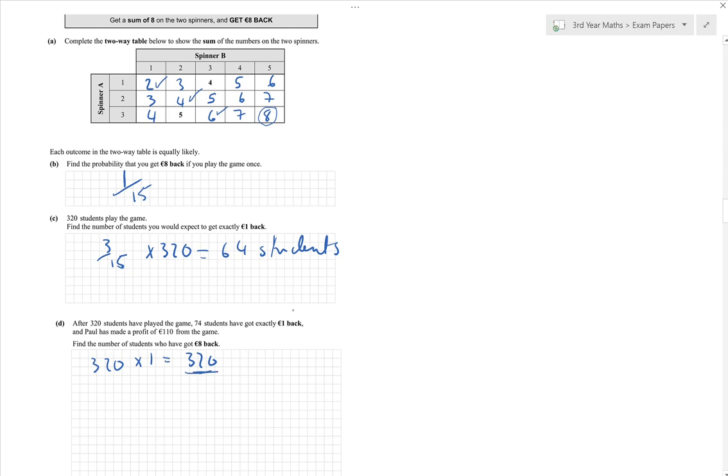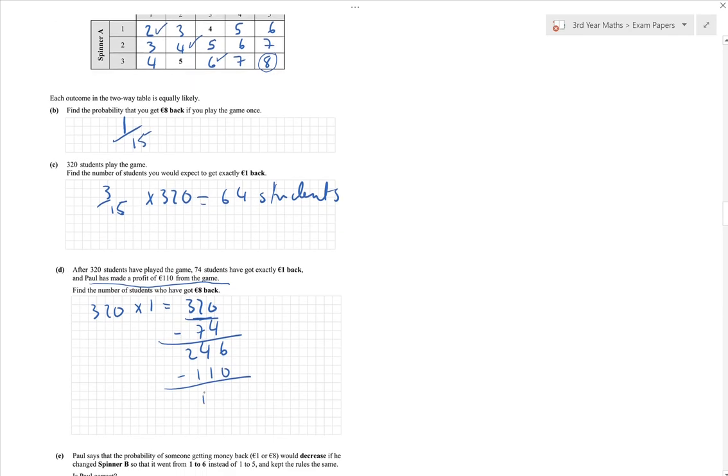74 students, they said, get their €1 back. So you're taking 74 from that, which gives you 246. And then we know that Paul made a profit of €110. So we'll take that €110 away, and that leaves me with 136. Okay, so that €136 divided by 8 will tell you how many people got €8 back, and that gives you 17 people.